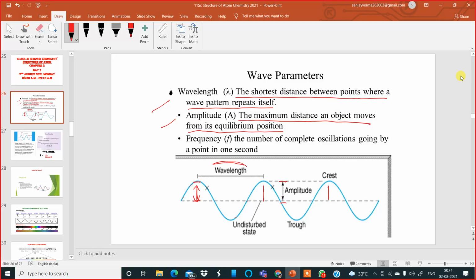Now the next one is frequency, F. Frequency is the number of complete oscillations going by a point in 1 second. That means in a time of 1 second, what is the number of complete oscillations? If I take the oscillation, this is one oscillation this way. So the number of oscillations completed in 1 second becomes the frequency. These are the 3 important wave parameters which will be coming across in this chapter again and again.